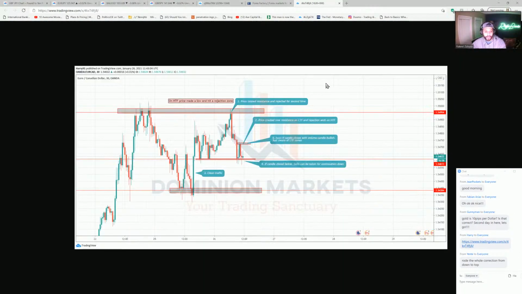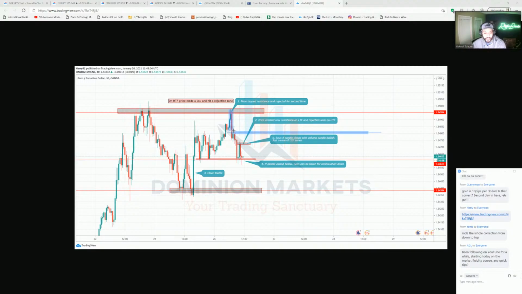Let's take a look at this chart over here. This is Euro CAD. Price created new resistance on the lower time frame. If a candle closes below, it's going to be taken for continuation down. Yes, this looks good. If price breaks the low, we can continue moving down. I think buys are going to be better above this area, because that's also a resistance there. If price comes above this area, then you have all this clean range for price to come into. So I think this is going to be a better trade idea right over here. Down over here is a consolidation, a tight range, so you have to wait for price to come above there.